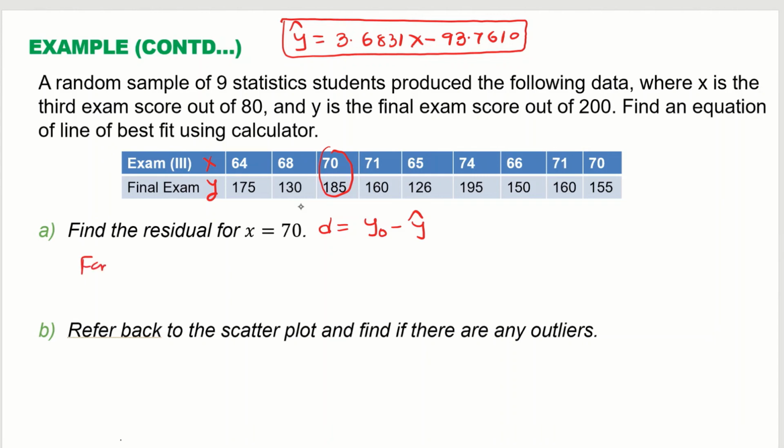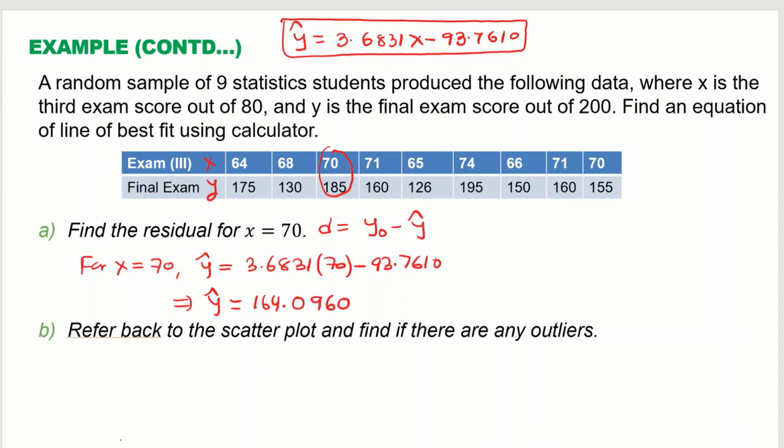So for x equal to 70, the predicted value, or y hat, is equal to, we need to plug in x equal to 70 in this equation. So here we plug in 70. So it will be 3.6831 times 70 minus 93.7610. If you simplify this using a calculator, you should get 164.0960. So that is the predicted value.